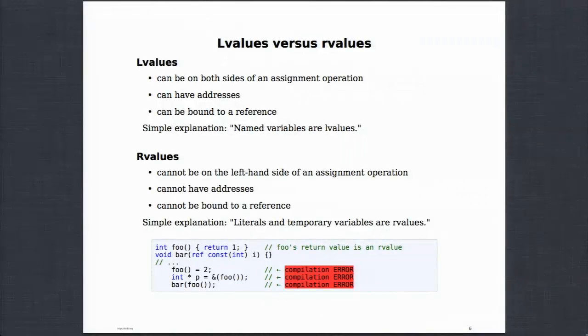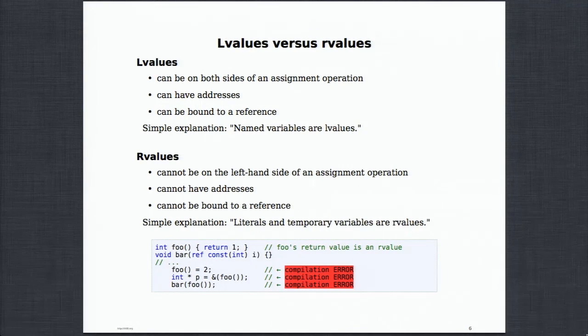And then there's lvalues and rvalues. Kind of simple to describe because lvalues are capable. They can be on both sides of an assignment. Their addresses can be taken, and they can be bound to a reference. And there's a layman's explanation: if you have a variable that has a name, that's an lvalue.